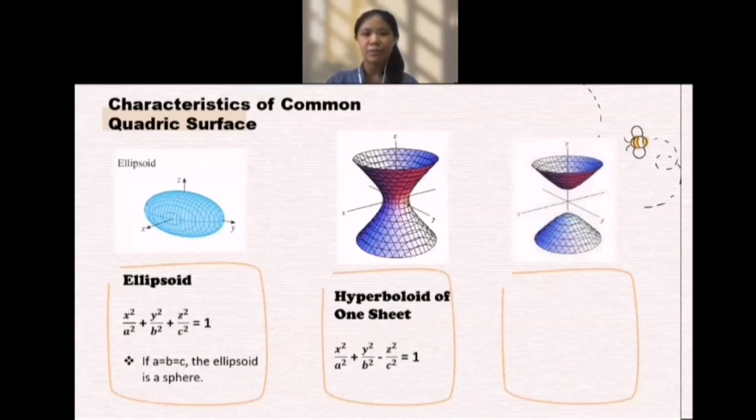Next is the hyperboloid of two sheets. The form of the equation is z squared over c squared minus x squared over a squared minus y squared over b squared equals 1. We notice that in the ellipsoid, we have all positive coefficients. In the hyperboloid of one sheet, we have one negative coefficient, and in the hyperboloid of two sheets, we have two negative coefficients.